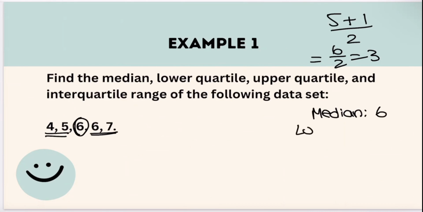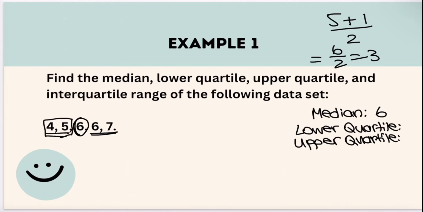Then we're going to do the lower quartile and the upper quartile. So for the lower quartile, I need to find the middle value amongst the first half of the data set, which is 4 and 5. In terms of what's the middle number of 4 and 5, well, there is no middle number. 4 and 5 are both the middle numbers, so we take the average of just 4 and 5. So 4 plus 5 divided by 2 is equal to 9 divided by 2, which is 4.5. So lower quartile is 4.5.